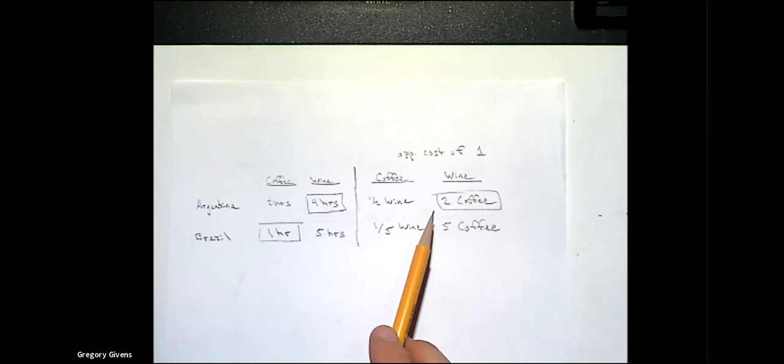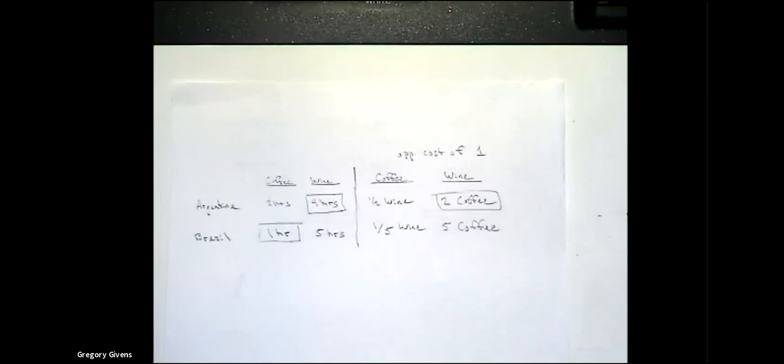Be careful about these, because the math is easy, but sometimes you can get confused since you're talking about costs of one good in terms of another. The opportunity cost of coffee in Brazil is only 1/5 of a bottle of wine compared to half of a bottle of wine in Argentina. So Brazil has the comparative advantage in coffee production. Argentina has the comparative advantage in wine production.